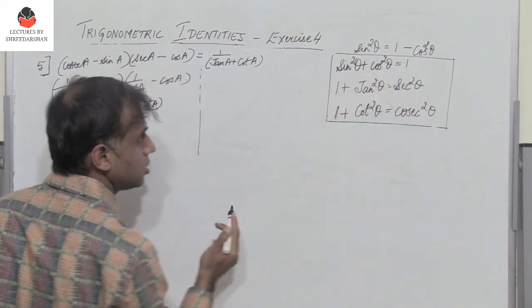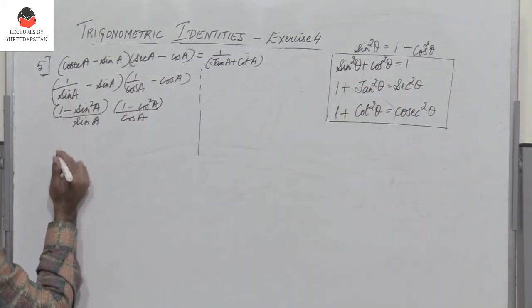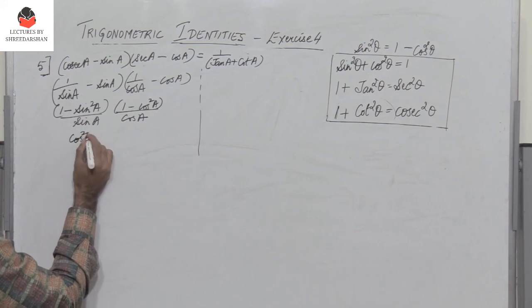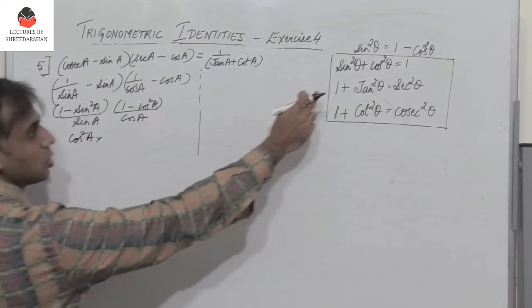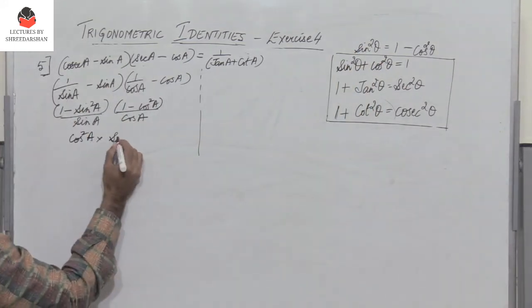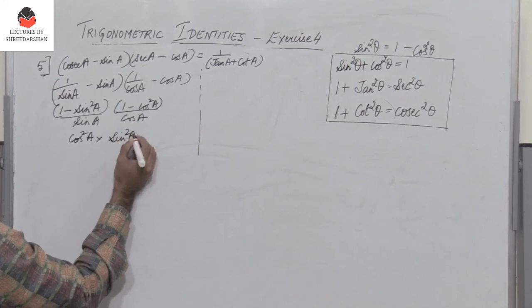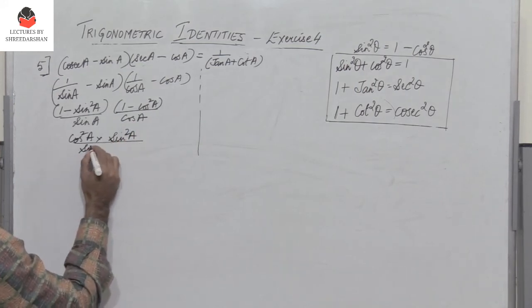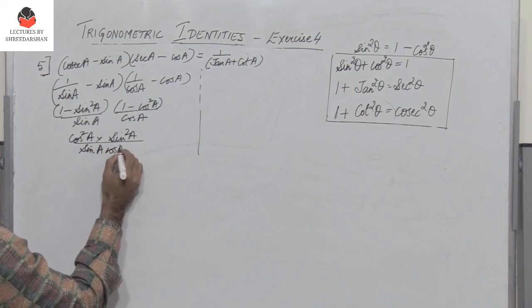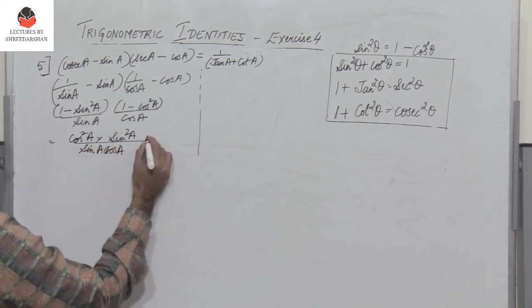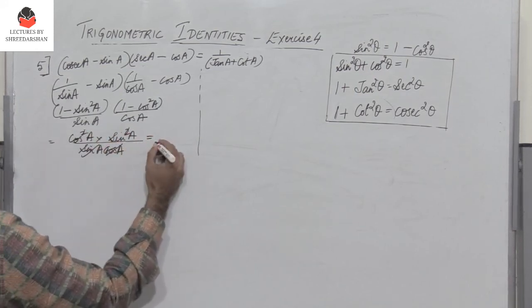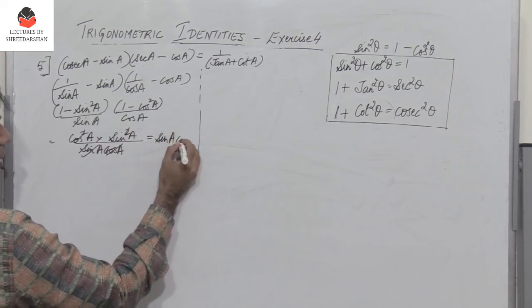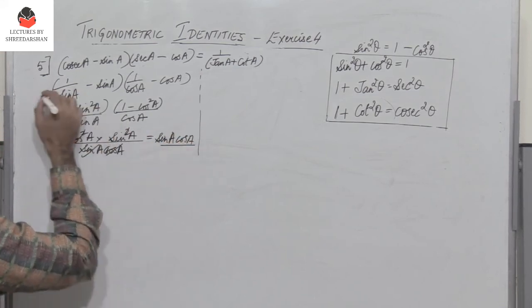So I have 1 minus sine square A is cos square A, and 1 minus cos square A is sine square A, divided by sine A cos A. Now what is this? I cancel one cos and one sine, and this is nothing but sine A cos A. So this is the LHS.